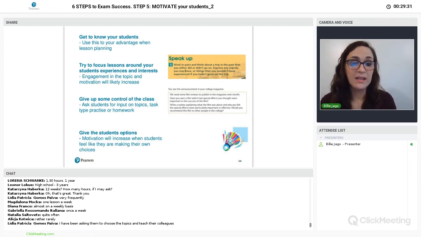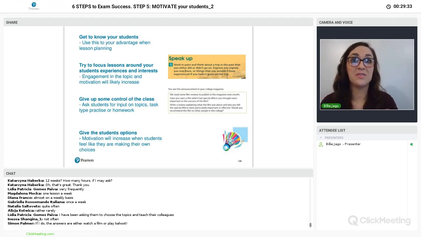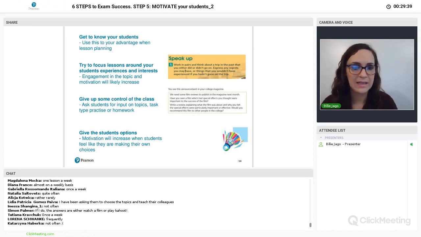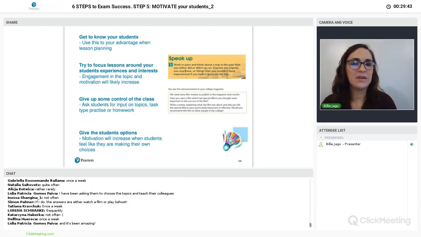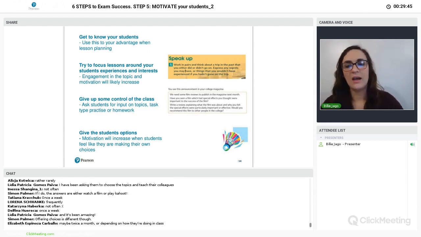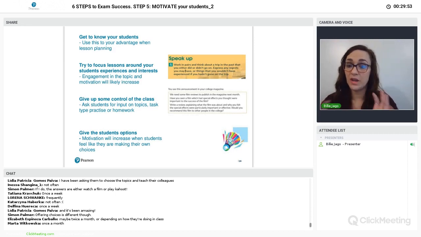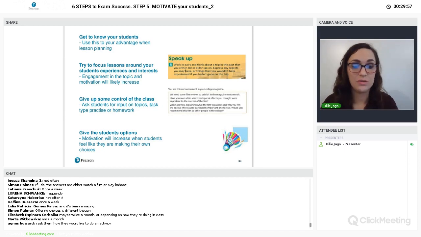Rather rarely. I think sometimes it's quite difficult for us to sort of give up control, especially if we are teaching lower level students, maybe at PET level. I think teachers must be willing to give up some control of the class, which means asking students for input. So for example, we can ask the students what type of task they would like to practice from the exam. So we're not giving 100% control, we're just recommending things and they get to choose one.